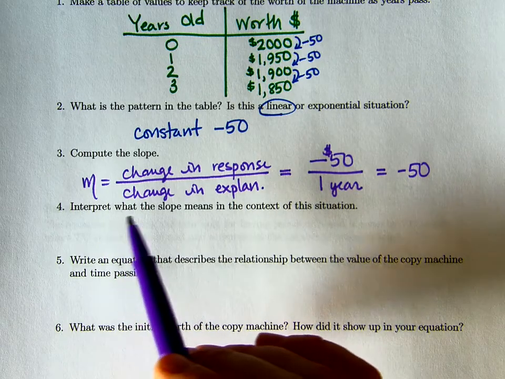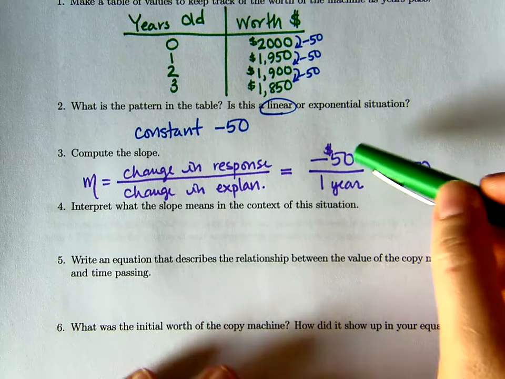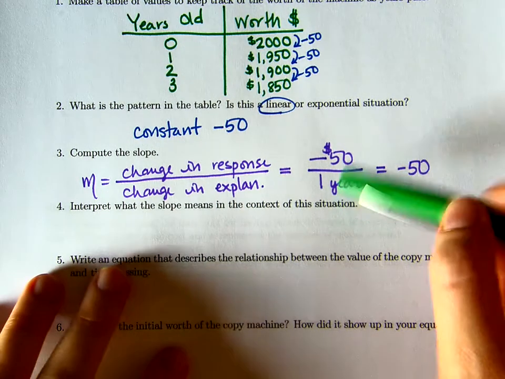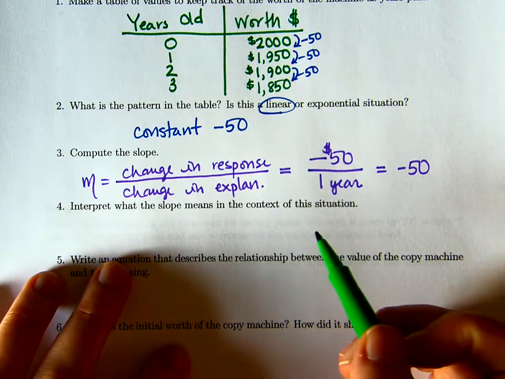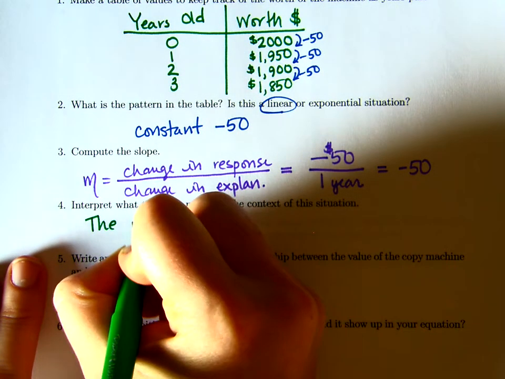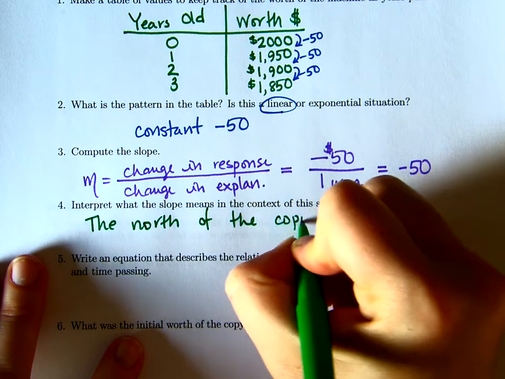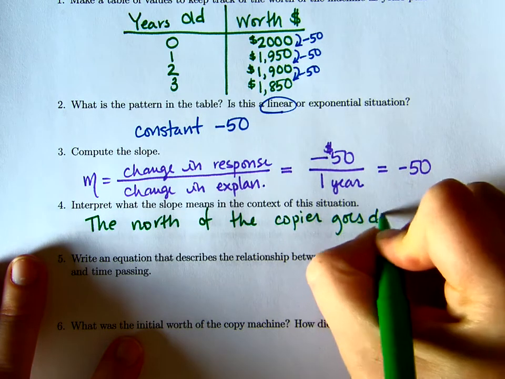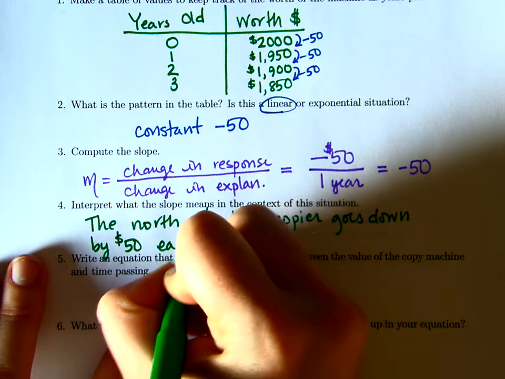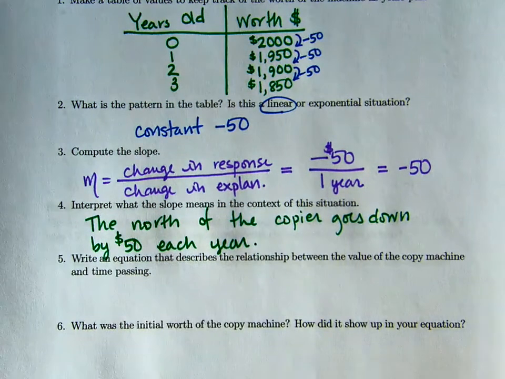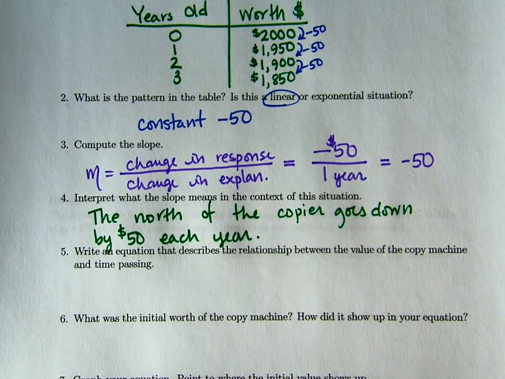Interpret the slope. Interpret what the slope means in the context of the situation. We can do that, especially when we write units on it. The units are very valuable. Interpret the slope. The worth of the machine goes down $50 each year. So the worth of the copier goes down by $50 each year that passes.